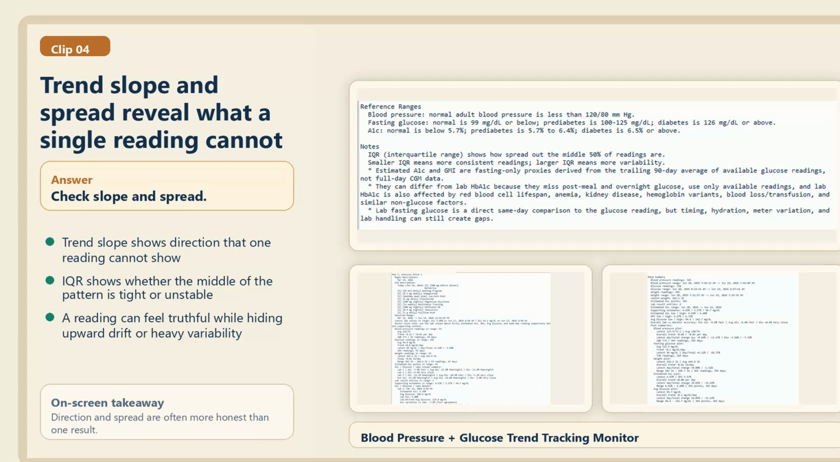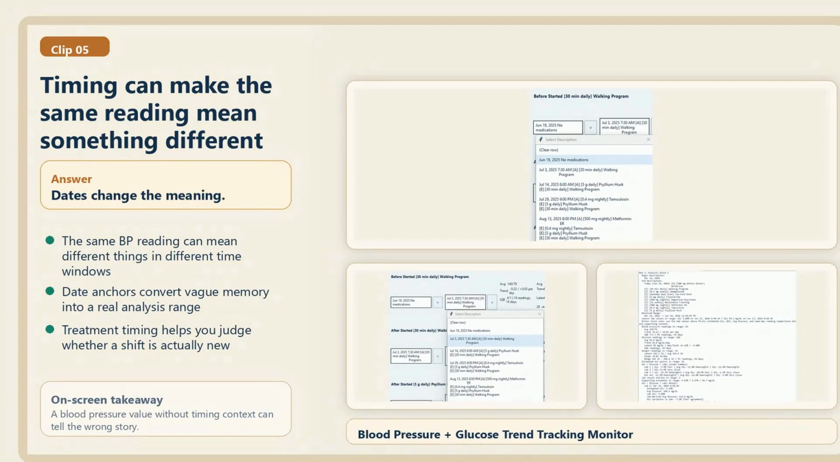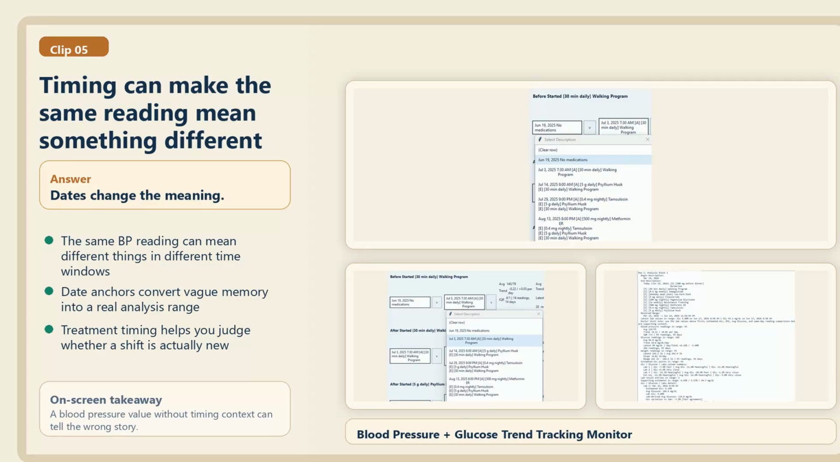Timing can make the same reading mean something different. A blood pressure reading also needs timing context. The begin and end selectors let you define a window around a treatment change, routine change, or other event, instead of judging numbers in a vague all-at-once blur. That matters because a reading of 130/76 can mean something different before a medication starts, after it starts, or after a second change is layered on top. The app keeps the date range visible so the measurement is interpreted inside the phase that actually produced it.